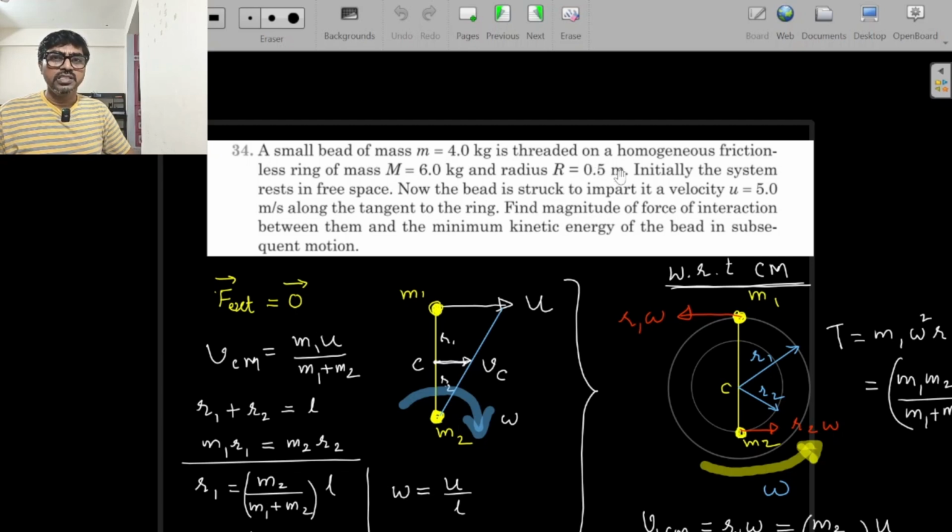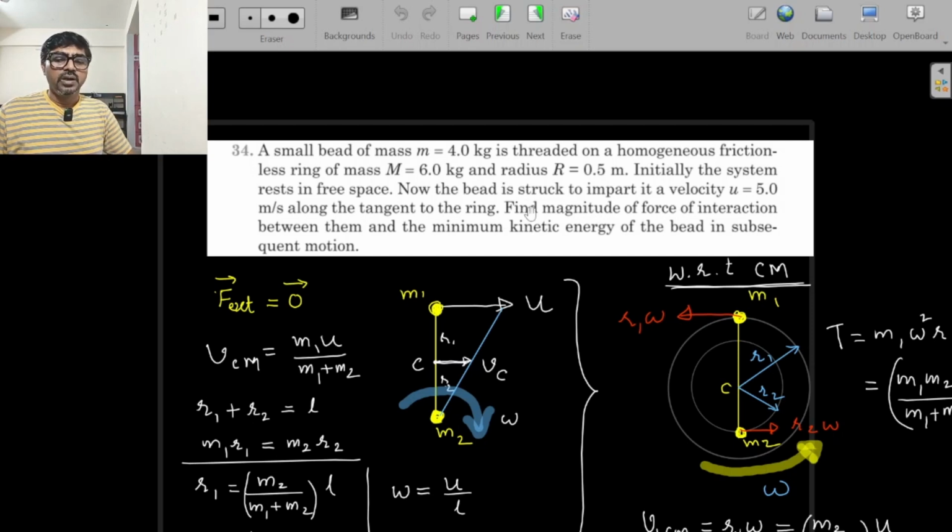So there is a ring and there is a bead which is threaded. Drawing the diagram itself is a part of the solution in this question. Initially the system rests in free space, no external forces; gravity, normal reaction, all those things you can neglect. Now the bead is struck, to impart it a velocity u equals 5 meter per second. The bead is struck, not the ring. Only the bead is hit, and that too tangentially. That means only the bead moves because of that impulsive force, gaining a quick 5 meter per second velocity.